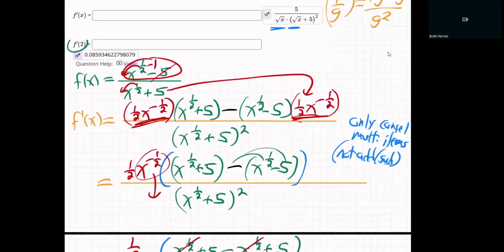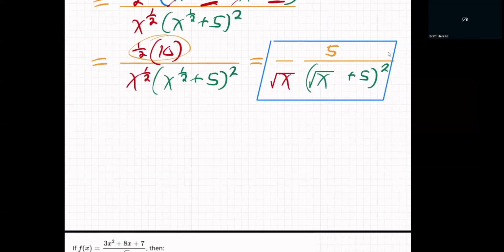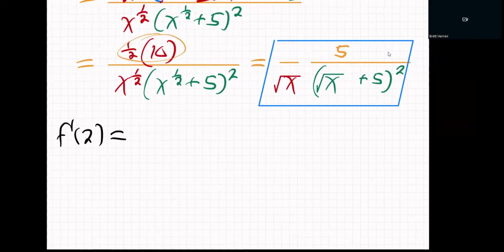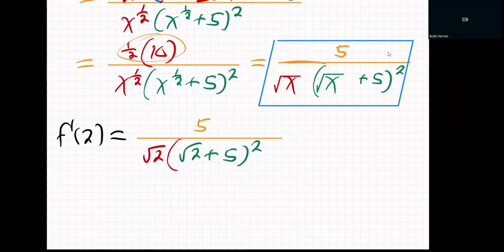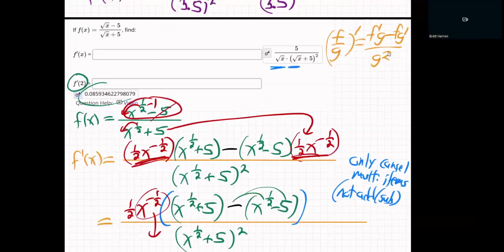Then part two, plug in a two. Just plug in a two. And that'll be the wrap here. F prime of two. Plug in a two to this. So we're going to have 5 over square root of 2 times square root of 2 plus 5 squared. And then just go to Desmos and type it in, and you'll get that number right there.